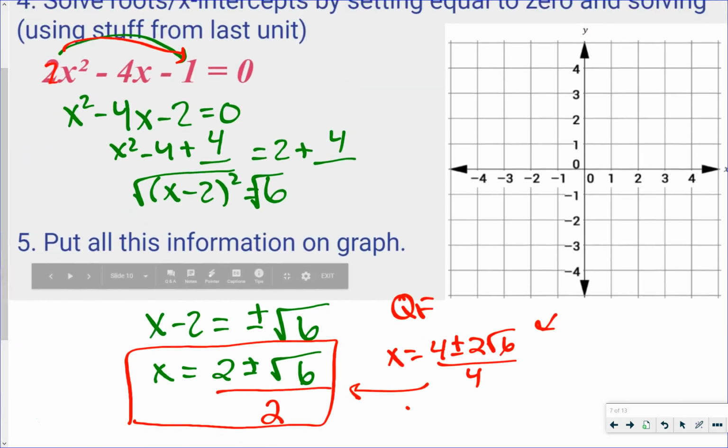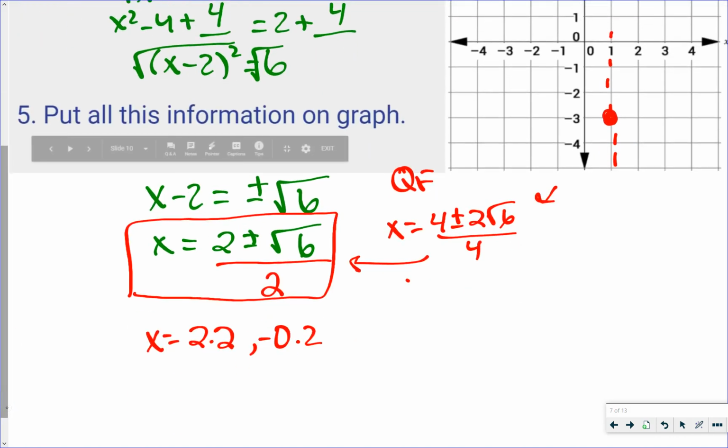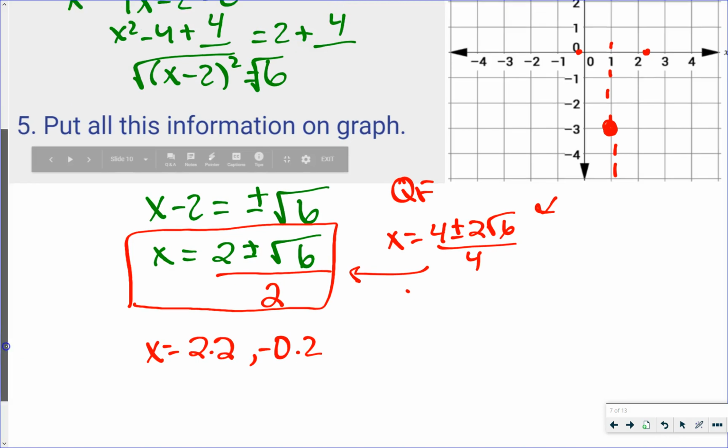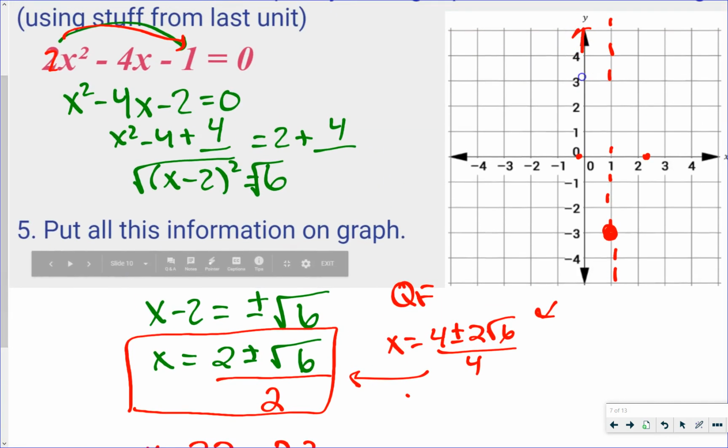Our axis of symmetry was at 1. Our vertex was 1, negative 3, right? And then our x-intercepts were 2.2 and negative 0.2, barely right there. And it looks something like this. You have this on your paper, right? So put in here, negative 0.20, and this one right here is going to be 2.20.